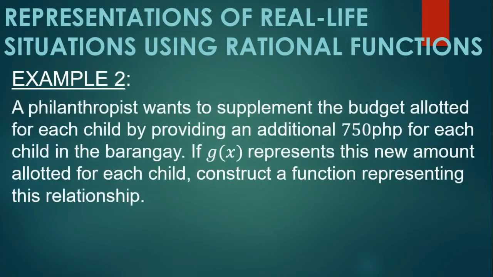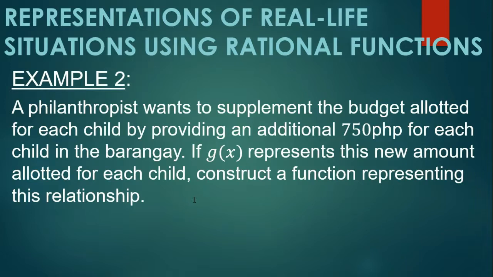Second example. In connection to the first example, a philanthropist wants to supplement the budget allotted for each child by providing an additional 750 pesos for each child in the barangay. If g of x represents this new amount allotted for each child, construct a function representing this relationship. Okay, so this problem is connected to the first example.